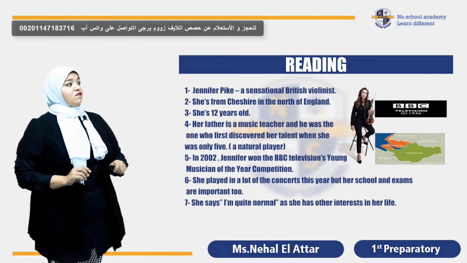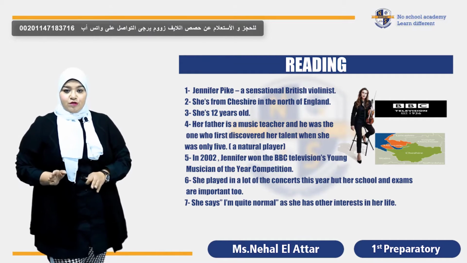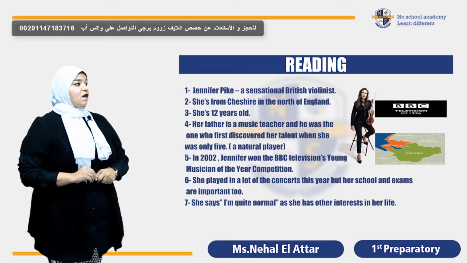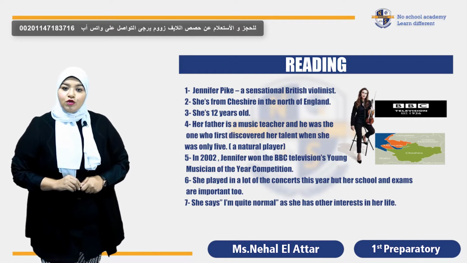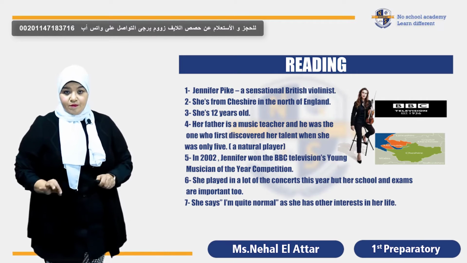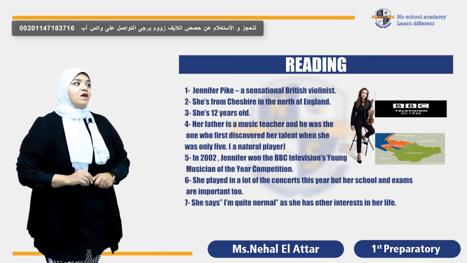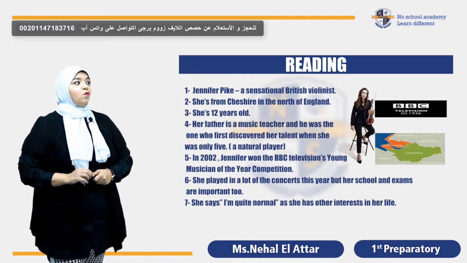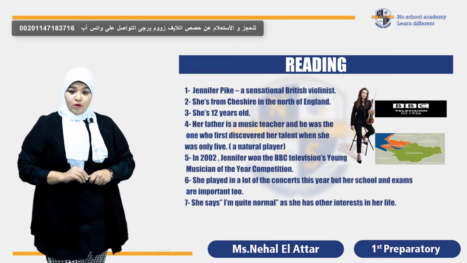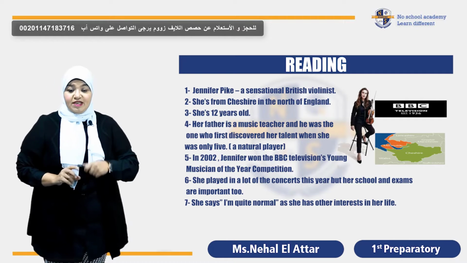Here, I'm just going to discuss with you the main points after reading the topic, or the reading lesson, in your school books, page 80. So the topic itself was about a young girl. Her name is Jennifer Pike, and she's from Britain. She's from Cheshire, exactly, in England, and she's 12 years old. Her father is a music teacher, and he was the one who discovered her talent when she was, can you tell me? Yeah, when she was 5 years old. Yeah, great. He felt that she's a natural player, as he said.